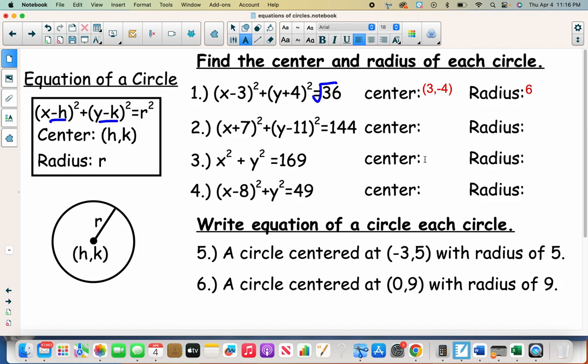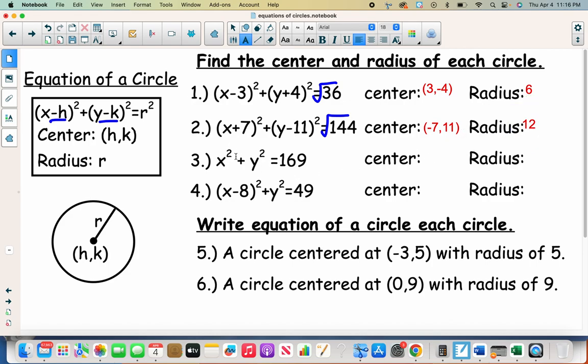Okay? I want you guys to try all these three. So go ahead and pause it and try these three problems. All right, let's continue. So this center is going to be negative 7, comma 11, because the sign switches. And the radius, we're going to take the square root of 144, which is 12. So the center is negative 7, 11, and the radius is 12.